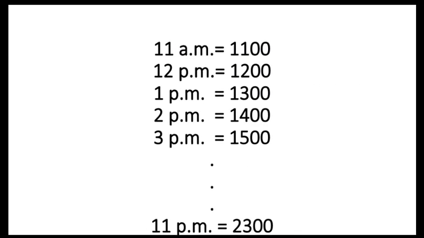11 a.m. is 1100 hours. 12 p.m. is 1200 hours, that is 12 noon. 1 p.m. is 1300 hours. 2 p.m. is 1400 hours, 3 p.m. is 1500 hours, and so on until we get to 11 p.m., which is what? 2300 hours.